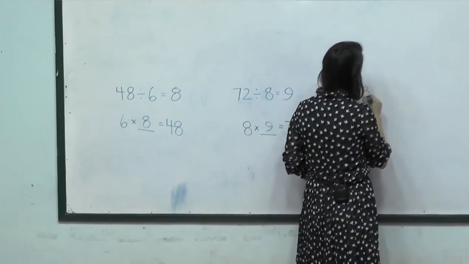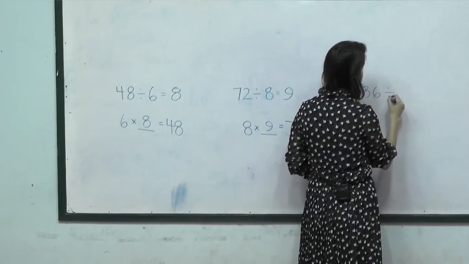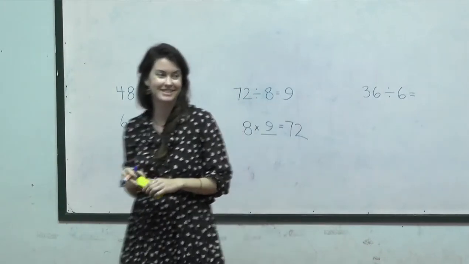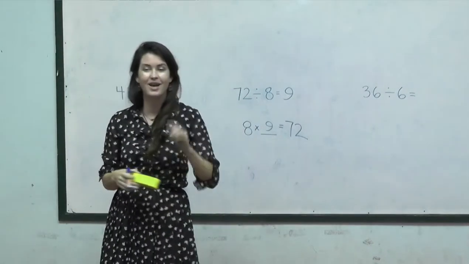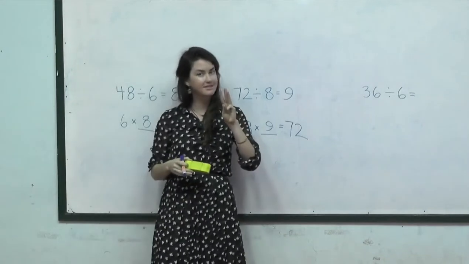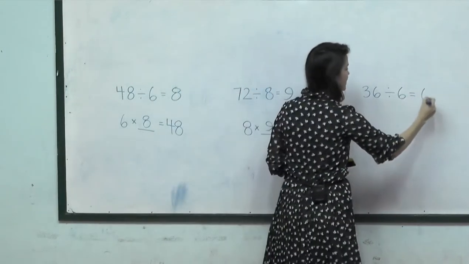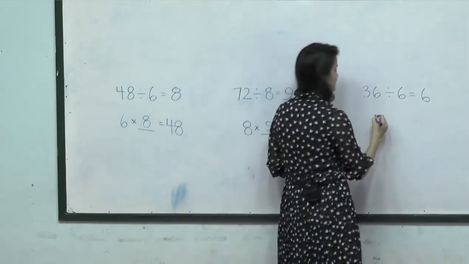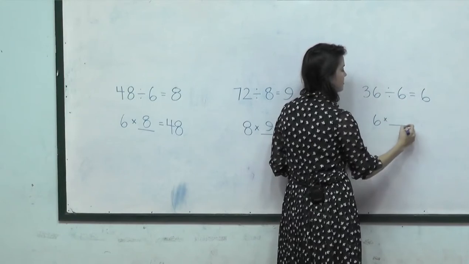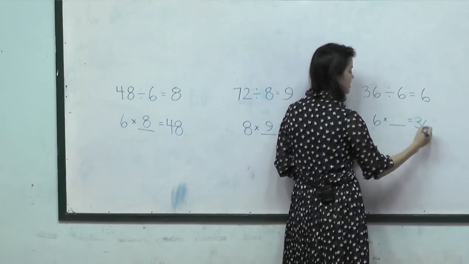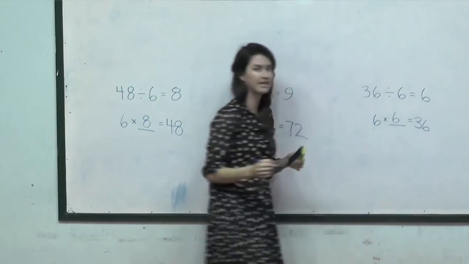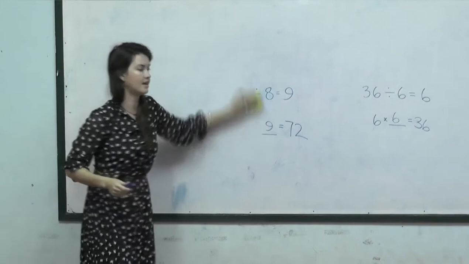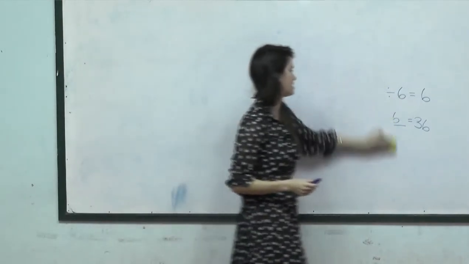Okay. 36 divided by 6. Okay, 1, 2, 3. 6. Very nice. How can we make it into multiplication if we didn't know? 6 times blank equals 36. And we now know that that answer is 6. Okay, great job, friends. Let's have Pakbul, Nadia, and Pen Pen come on up.